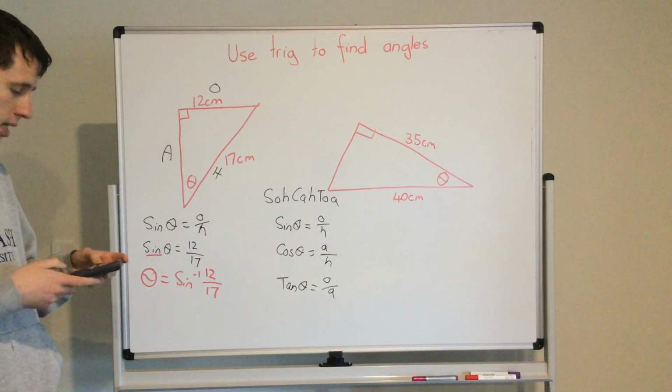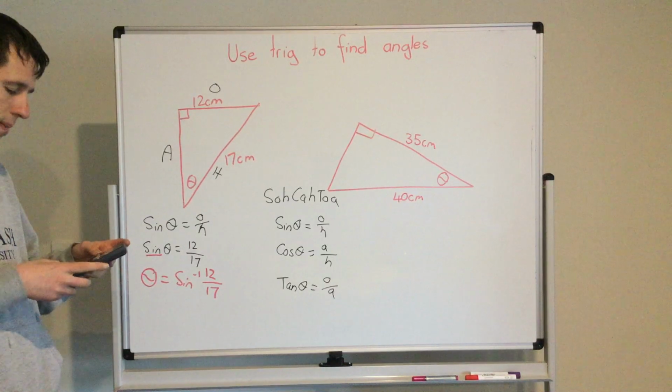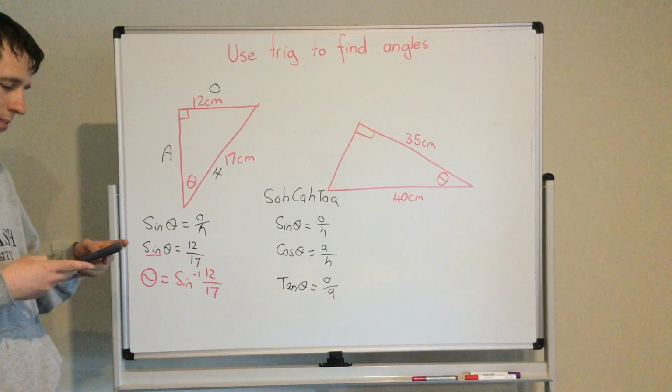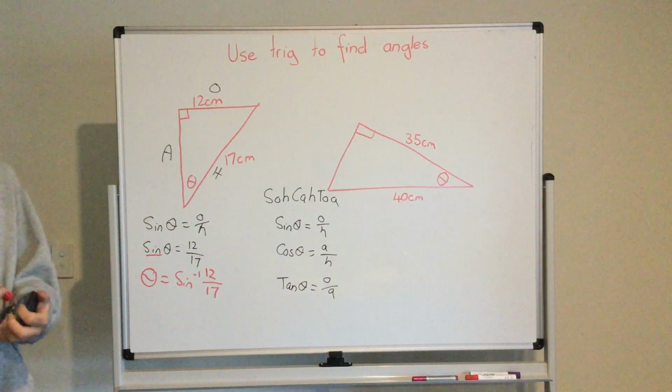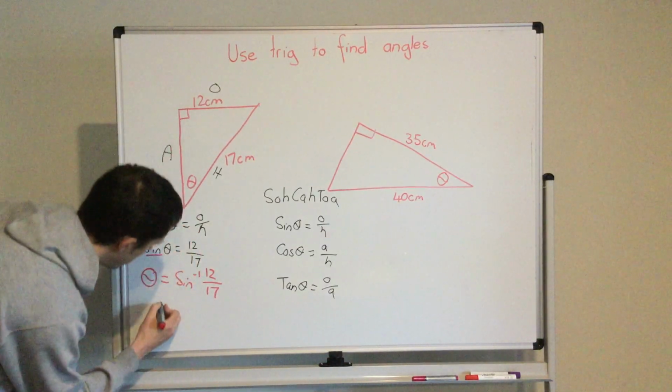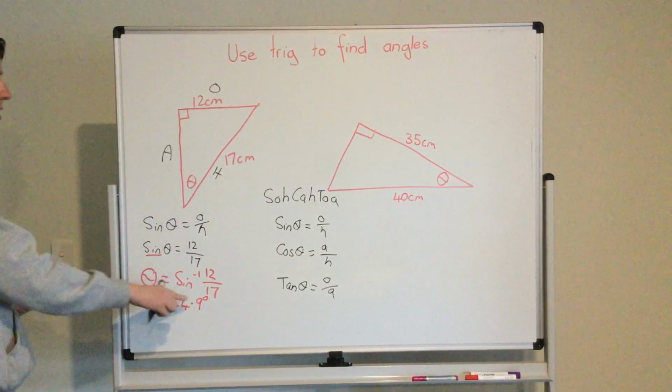So sine -1, 12 divided by 17, and our angle is 44.9 degrees. 44.9 degrees. Make sure you use the degree sign.